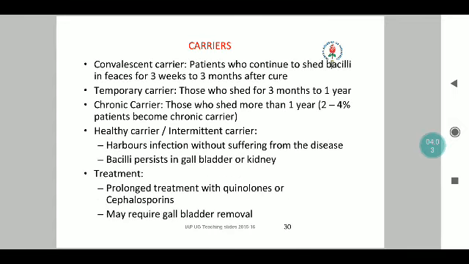Now, carriers are those who continue to shed bacilli in the feces for 3 weeks to 3 months after a complete cure. A temporary carrier will generally shed for 3 months up to a year, and a chronic carrier will shed for much more than a year also. A healthy carrier is one who harbors the infection without suffering from the disease at all, and the bacilli will generally persist in the gallbladder or kidney for them. The treatment is only and only by quinolones or cephalosporin and may even require a surgical gallbladder removal in these patients.